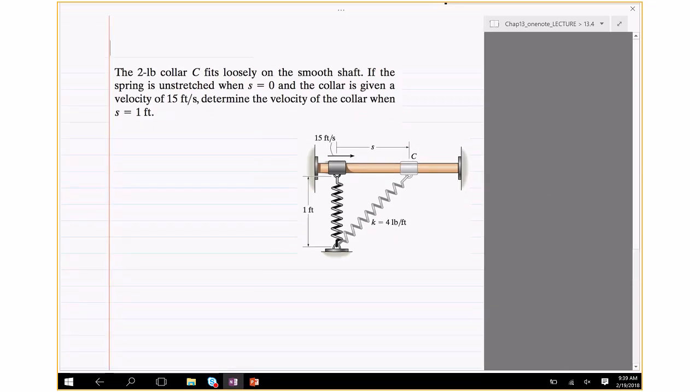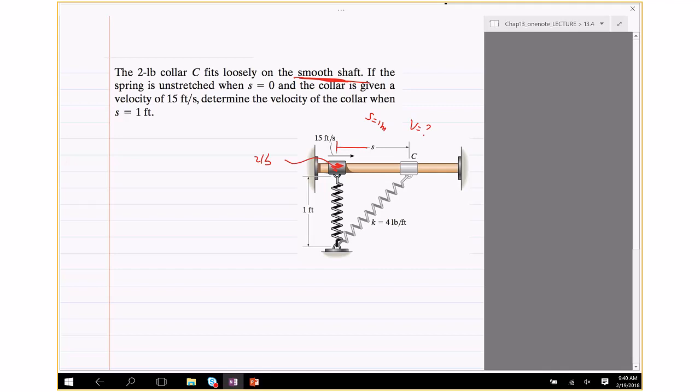Okay, so here's the problem on springs. So this is a 2-pound collar. C fits loosely on the smooth shaft. Okay, it's a smooth shaft, so there's no friction. If the spring is unstretched when s equals 0, so s is this. So clearly when the collar is vertical, as you can see, the stretch is 0, and the collar is given a velocity of 15 feet per second. Find the velocity when s equals 1 meters.